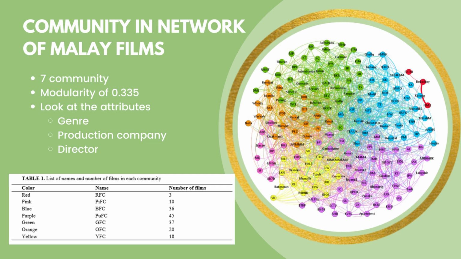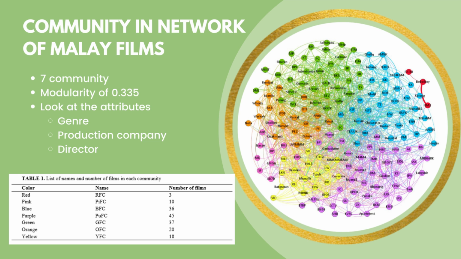So the result of this analysis shows 7 communities were formed as shown in the figure, and each community was given a different color to represent it and was named based on their respective color as shown in this table. Malay Film Network has a modularity of 0.335, which is slightly above the benchmark of a good partition. It also means that the structure of community relation is significant.